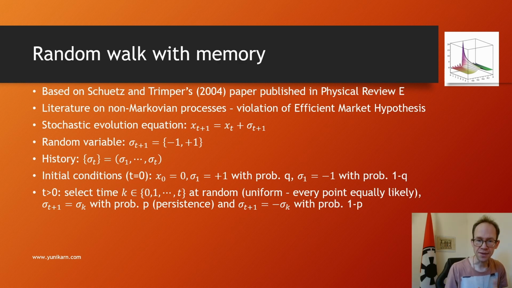Once time progresses, a history, a path emerges, and we select a time k at random from all prior points in time. Every point is equally likely. After selecting time k, we take the random variable using the following process. Sigma_{t+1} is equal to sigma_k with probability p, so that is persistence, and the alternative is that sigma_{t+1} is equal to minus sigma_k with probability 1 minus p. Now this sounds rather complicated.